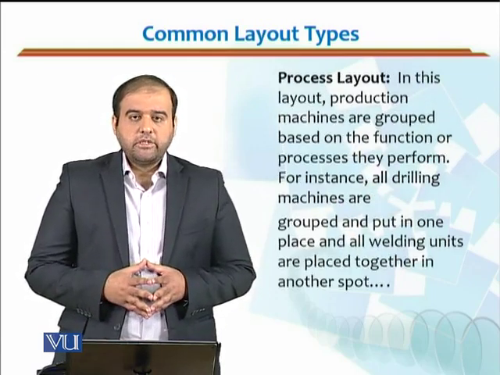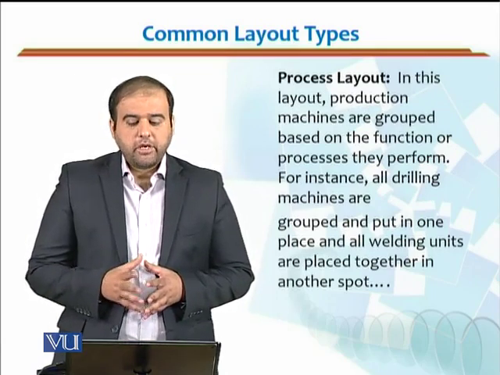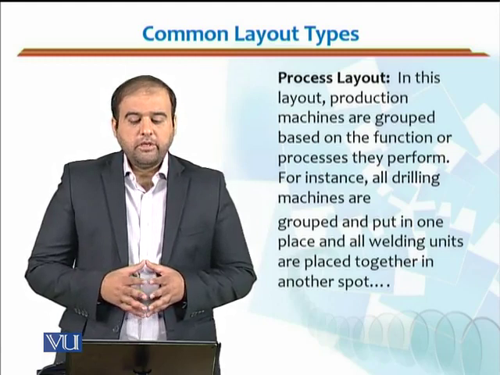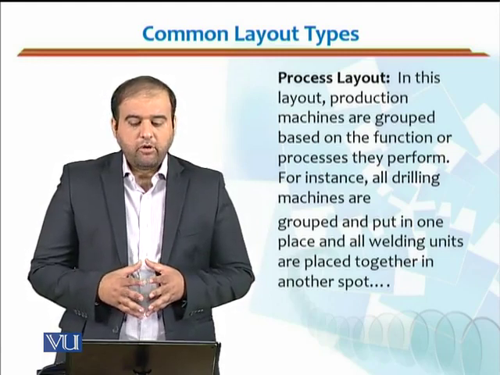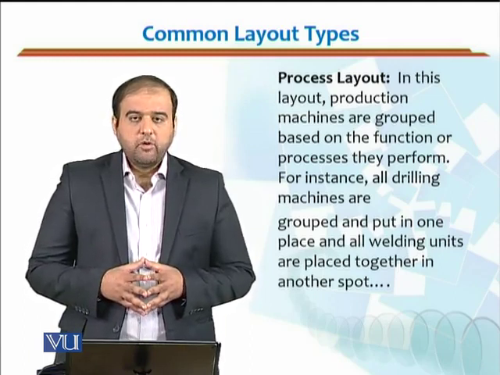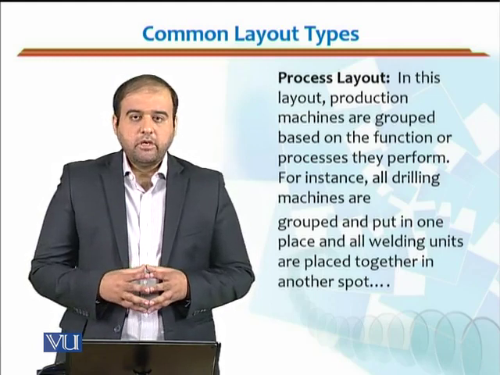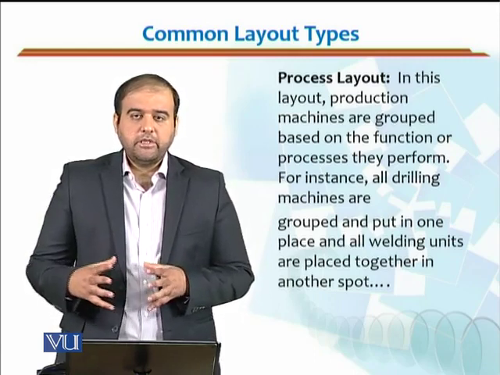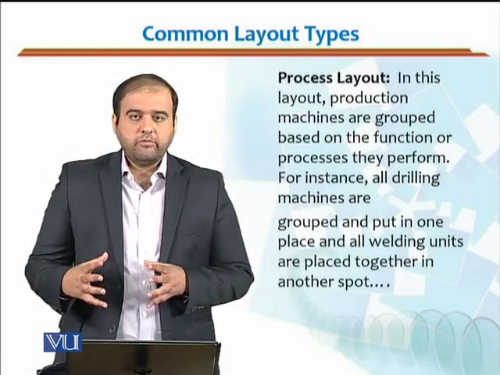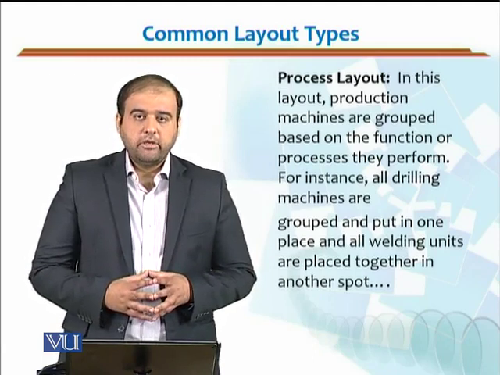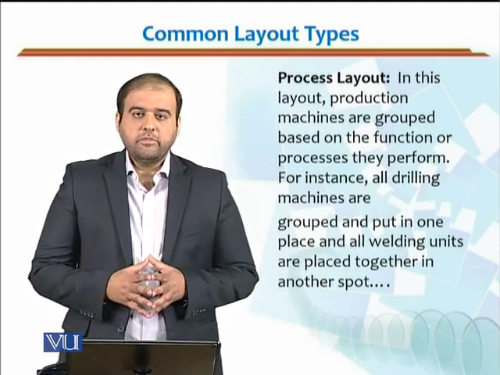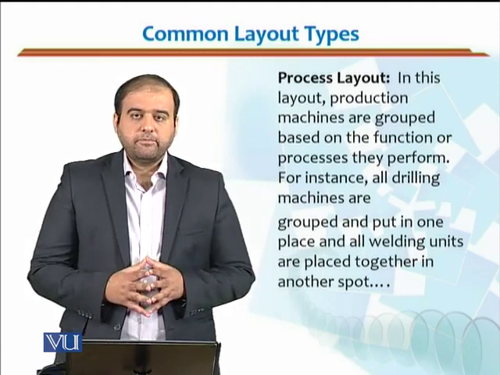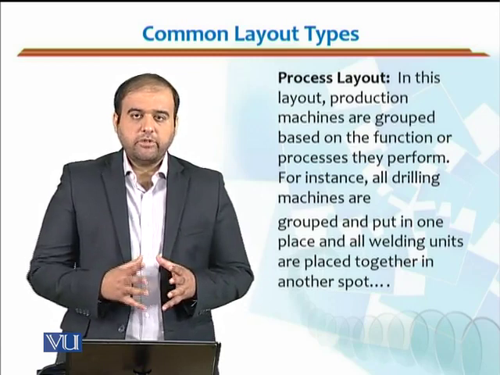Then another common layout is the process layout. In this layout, production machines are grouped based on the function or processes they perform. For instance, all drilling machines are grouped and put in one place, and all welding units are placed together in another spot. What does it mean? If any organization follows the process layout, what will happen? The product would flow, but it doesn't necessarily follow a sequence. Rather, the raw material or semi-finished product would go to that section or department, rather than you arranging them in some serial manner. So the facilities or departments would be fixed, and as per the functionality, the product would move there.